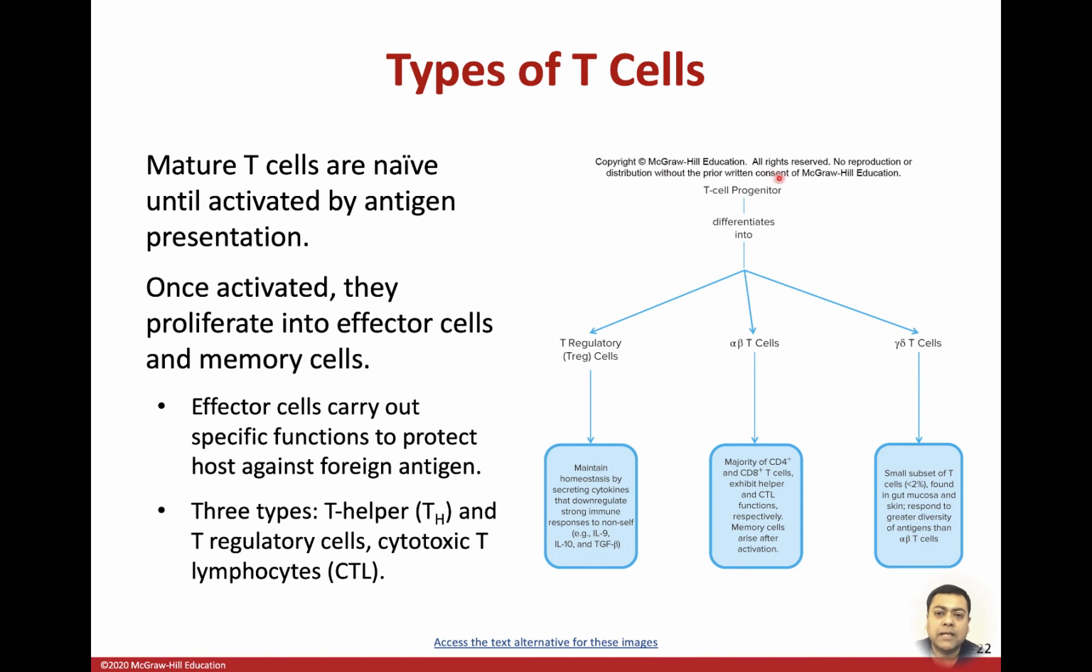So let's see the T cell progenitor. This differentiates in the thymus into the T regulatory cells, alpha beta cells, we talked about that, or the gamma delta T cells.